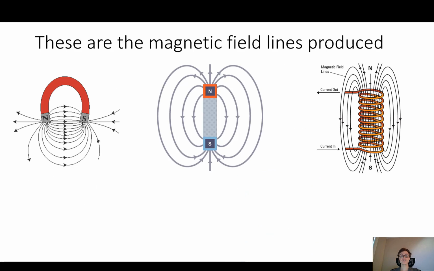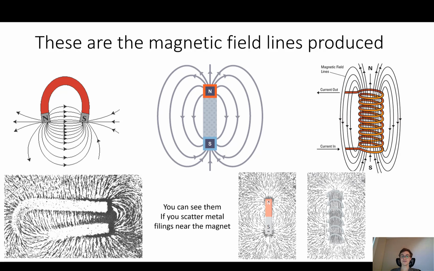These are some examples of magnetic field lines produced by a horseshoe magnet on the left, a bar magnet in the middle, and an electromagnet on the right. You can see them if you take a magnet and you scatter some metal filings next to it. You'll really physically see these patterns be drawn out. You can see these loops and arcs when the iron aligns with the magnetic field.